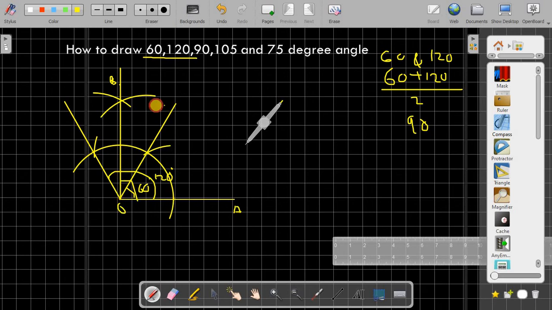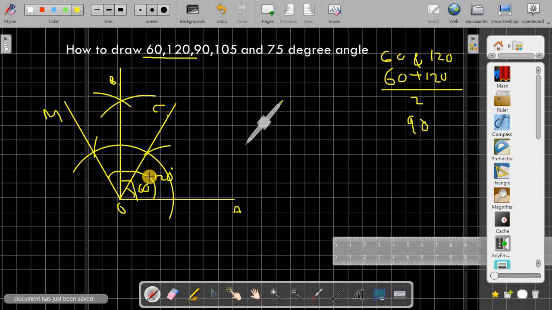And if I take point C here, then COA is 60 degrees. If I take point M here, then MOA is a 120-degree angle. So now you understood how to make 60, 120 and 90. Then in the next part we will see two important angles, 105 and 75 degrees.